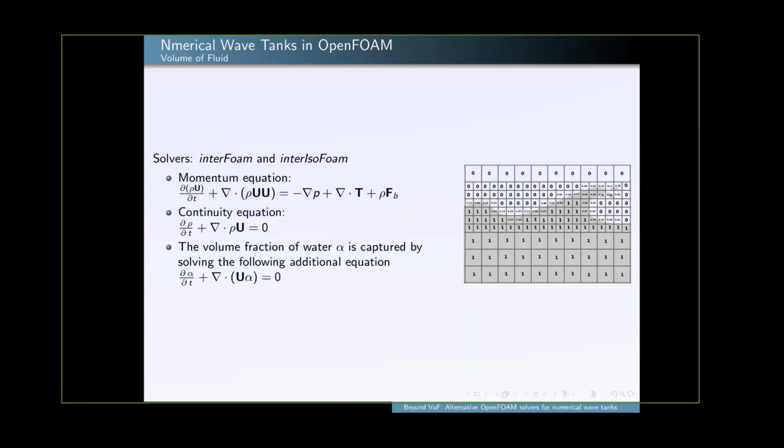What you'll see is you have the normal momentum and continuity equation. And then for the volume of fluid, you need this extra equation, which is for the volume fraction of water or air. And so on the right, you see a bit of a diagram of how that's captured in the volume of fluid, where we have 1 in the cells with water, 0 for the air, and then at the interface, we have some kind of fraction.